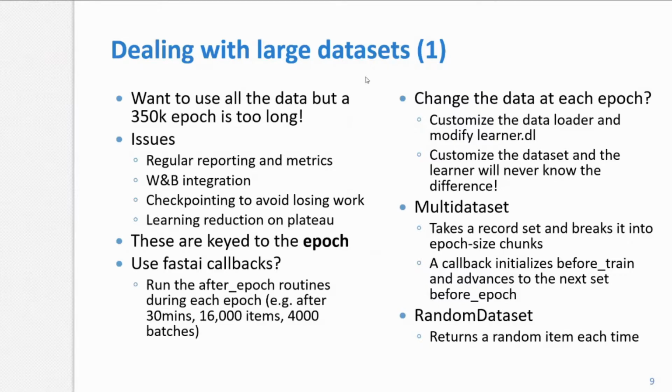So I thought about going in and modifying or reverse engineering the FastAI callbacks and moving them from where they currently happen at the end of an epoch to some point during the epoch. Then you could use lots of things: every 15 minutes, every 10,000 items, every so many batches. And I ended up not doing that.